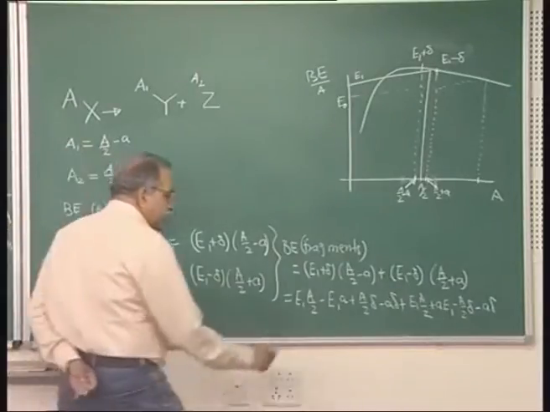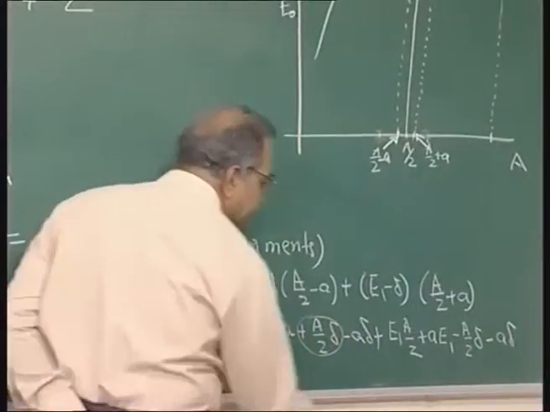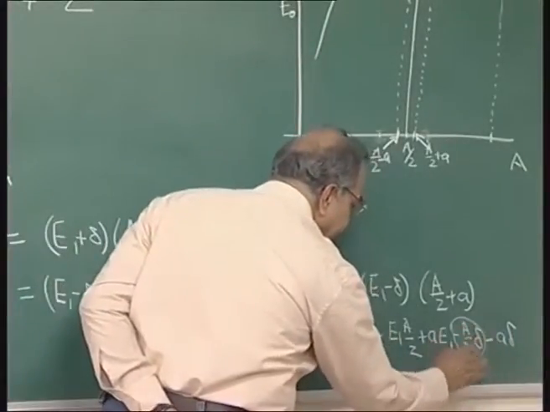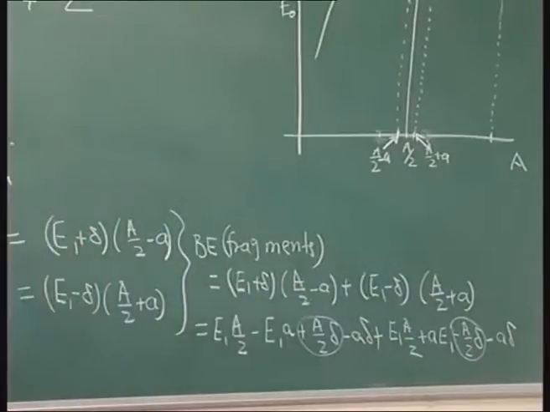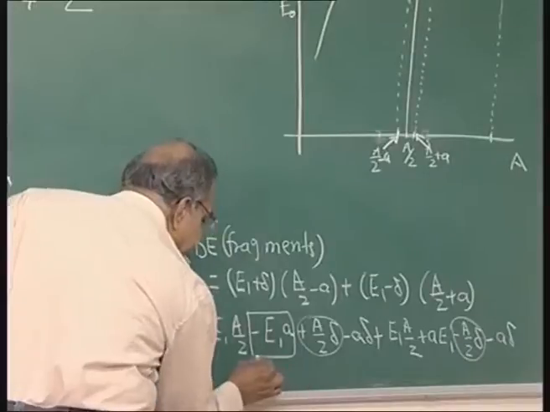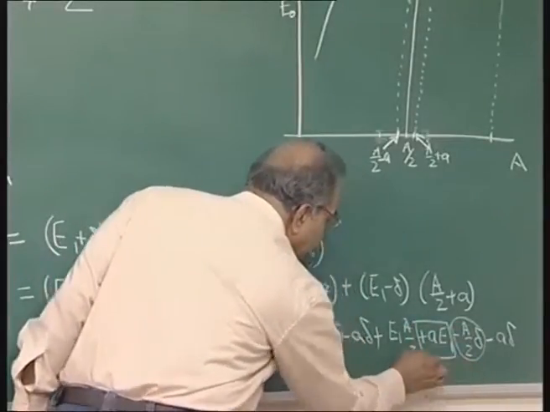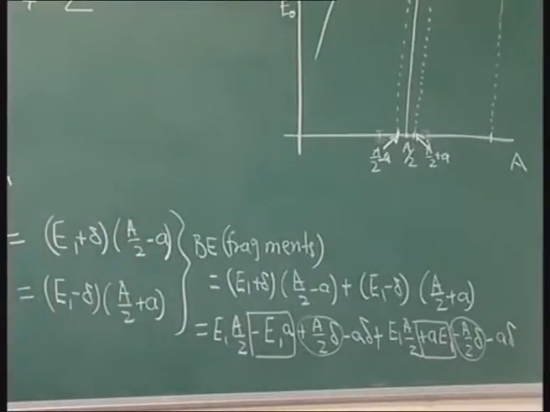Now, this A by 2 delta here plus A by 2 delta here and minus A by 2 delta here, they will cancel out. And the rest of the things you can work out. E1 times a also I can see, here you have a minus E1 times a and here you have plus E1 times a. So, that will also cancel out, and what is left?